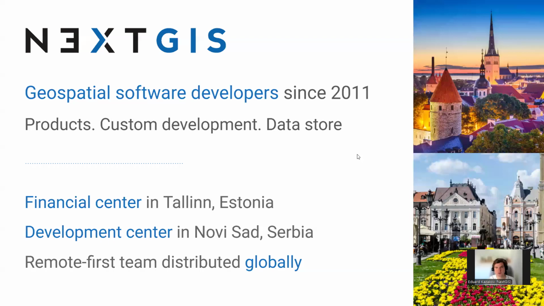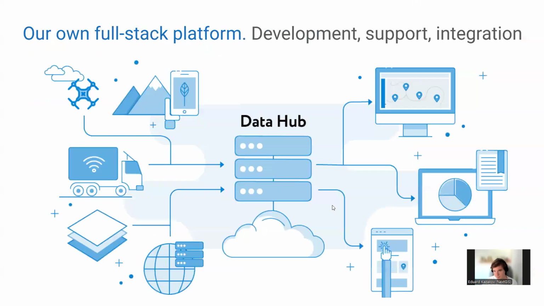So we are NextGIS. We are software developers from Europe, and we have been developing geospatial software for 15 years already. We develop our own products, building our own ecosystem of geospatial software. We perform custom development projects, and we also have a dedicated product, data.nextgis.com. It is our data store. I will shortly discuss all these three directions of our work.